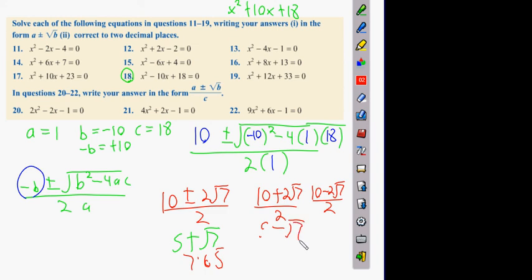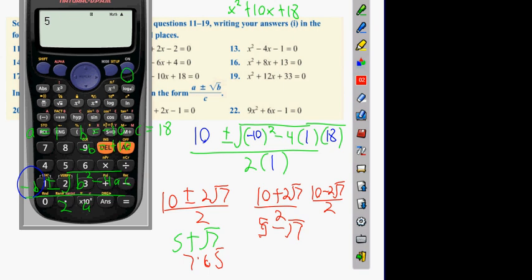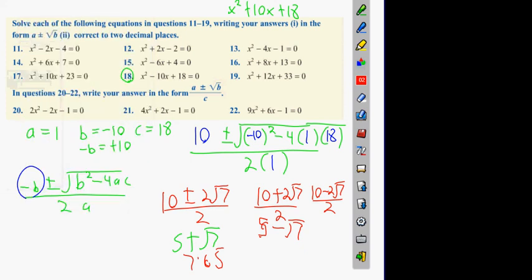Okay? And then what you're going to do is check your answer again. You're just going to enter that into your calculator as 5 minus square root of 7. And you get 2.35. Okay guys, so 2.35.